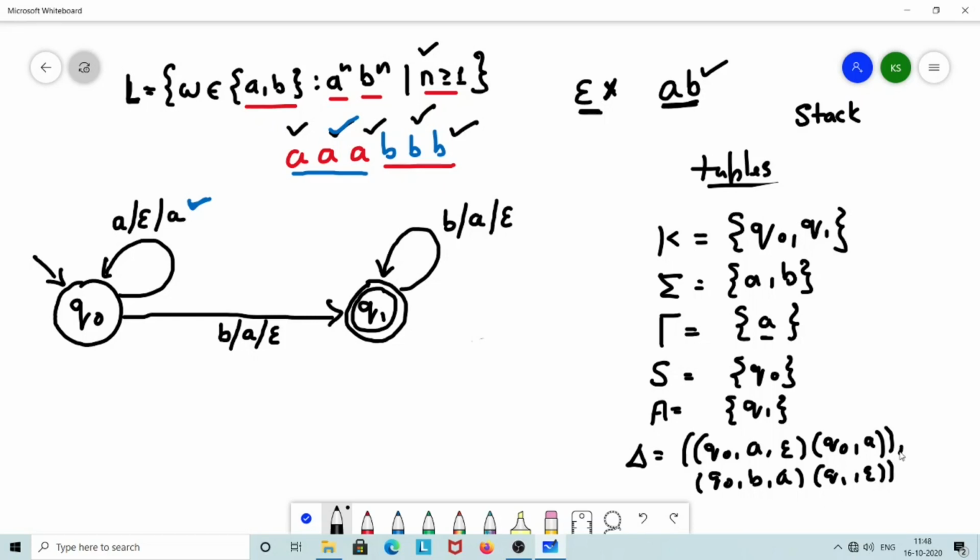And finally, being in Q1 state, upon encountering B, pop A, remain in Q1, don't push anything, right? So this will be the content of delta, which is the transition relation. So with this, all the 6 tuples of the PDA are complete, right?